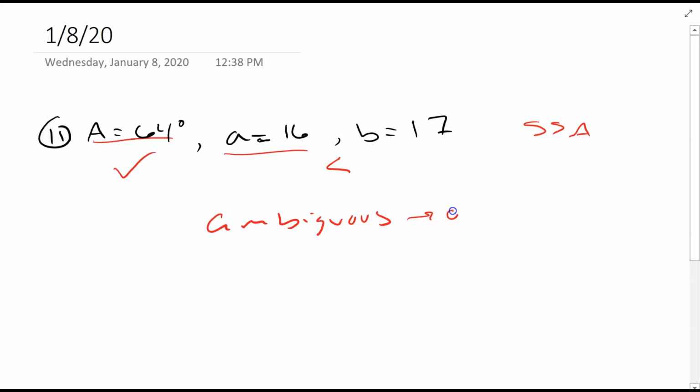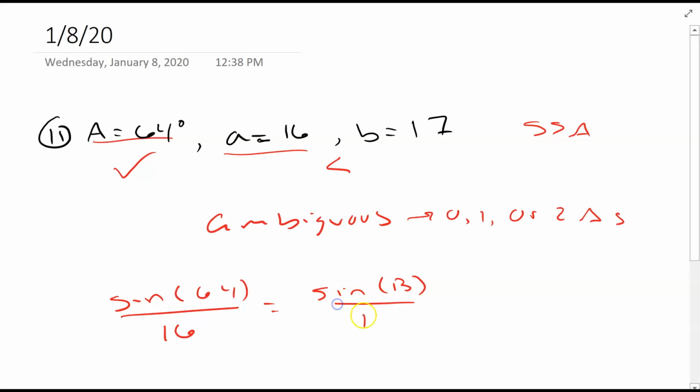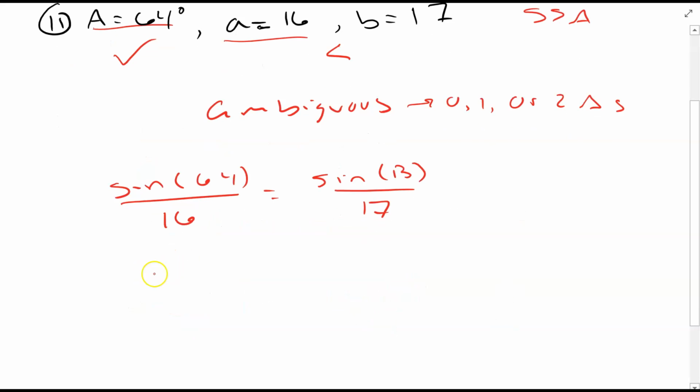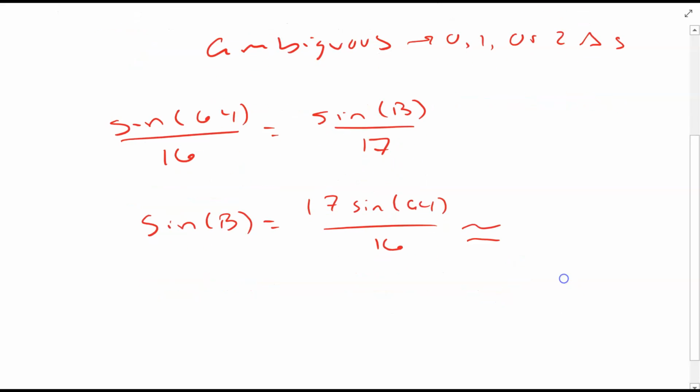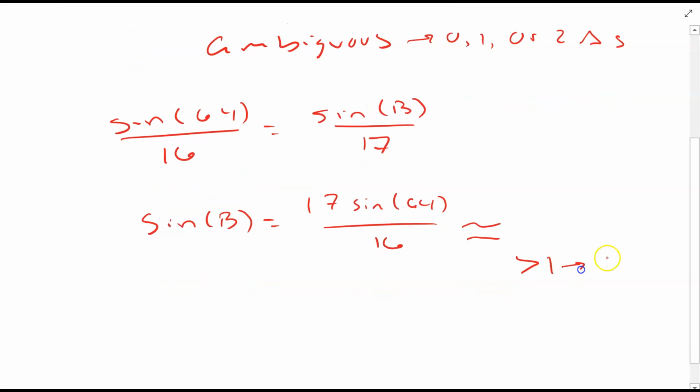To determine whether it's 0, 1, or 2 triangles, I'm going to use the law of sines. So I'm going to do sine of angle A over side A equals sine of angle B over side B. I'm going to cross multiply and divide to get sine B by itself. And then I'm going to look at this value. If this value is greater than 1, I get 0 triangles. If it's equal to 1, I get 1 triangle. And if it's less than 1, I get 2 triangles.